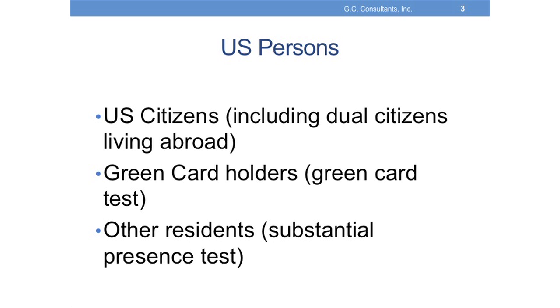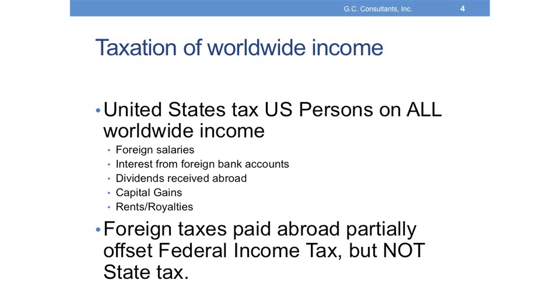And then there is the last huge category, I think, which is the other residents. Other residents who are here by the substantial presence test, no matter the documents, let's say. And the United States is going to tax all these people on their worldwide income.